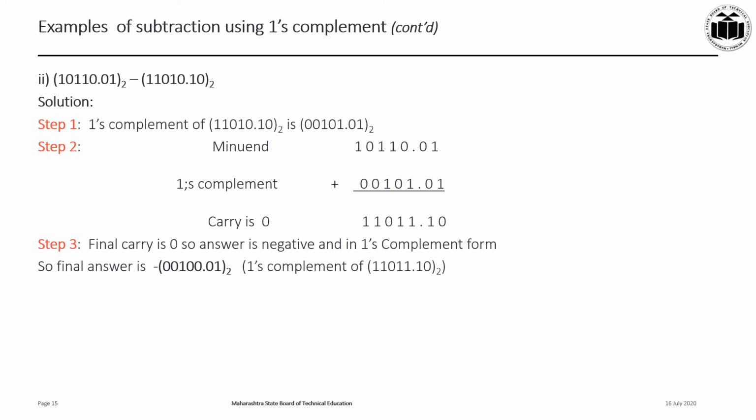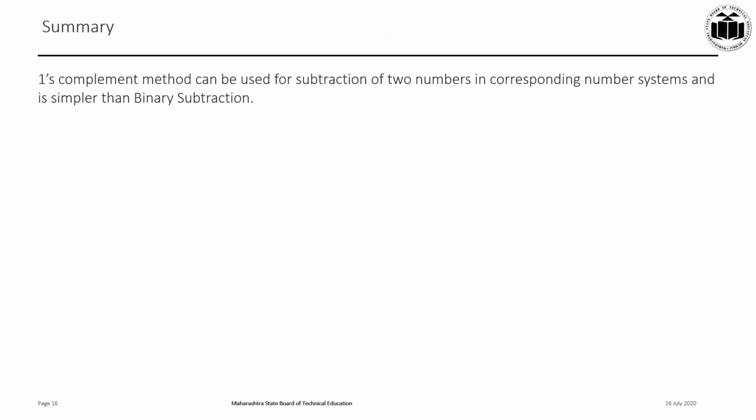00101.01. As step 2, we have to add the minuend and the 1's complement of the subtrahend. The addition gives us 11011.10, but the carry is 0. So in step 3, when the final carry is 0, your answer is negative and it is in 1's complement form. So you take the 1's complement of the answer, which comes to 00100.01 with a negative sign. So the final answer is minus 00100.01.